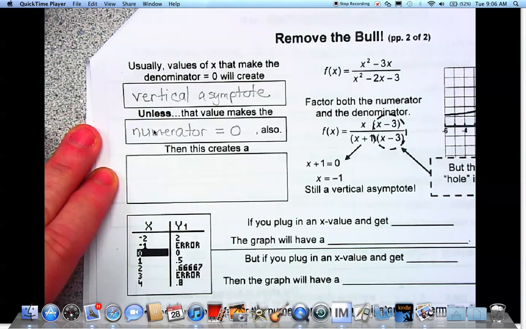All right, so now we're going to practice some of these. We're going to find the vertical asymptote, the removable discontinuity, which is really a hole, and we're also going to add to this the horizontal asymptote. So we're going to start by factoring everything.